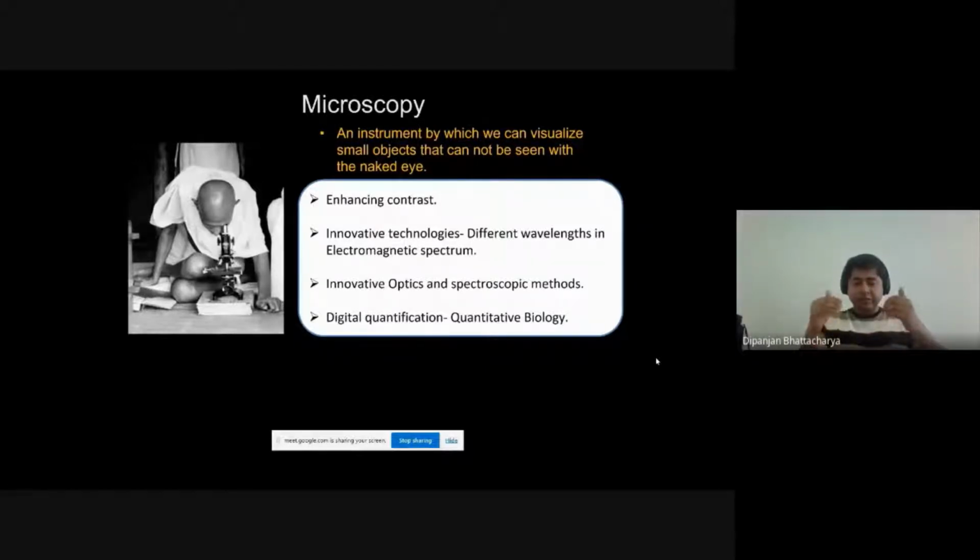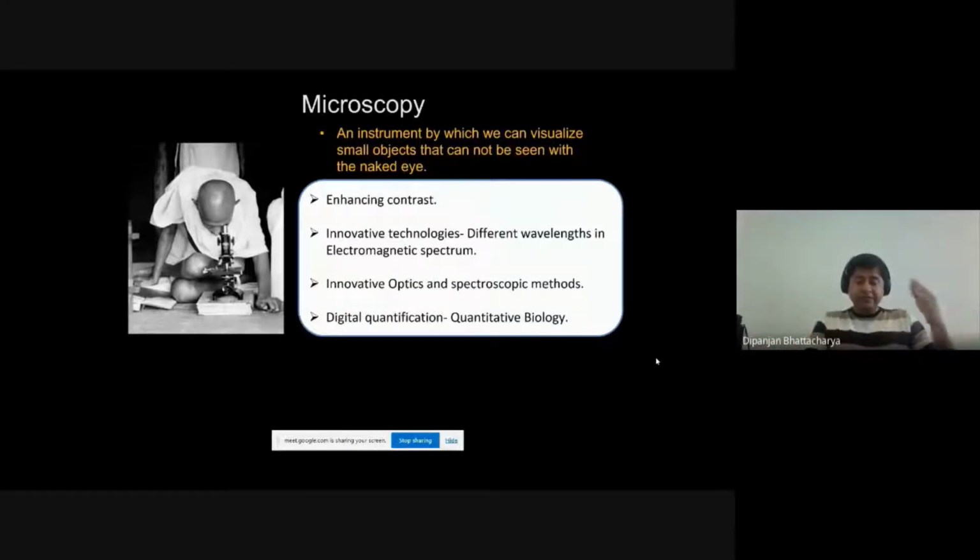Next is innovative optics and spectroscopic methods. It's not only visualizing things. We can quantitate things, we can get numbers out of it, we can understand the mechanism, how two molecules interact, how a cell moves, or how any biochemical processes are happening. You can see it in real time, visualize it, and that's why it is very powerful.